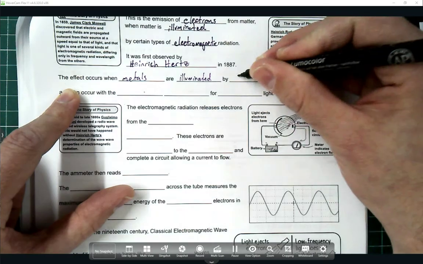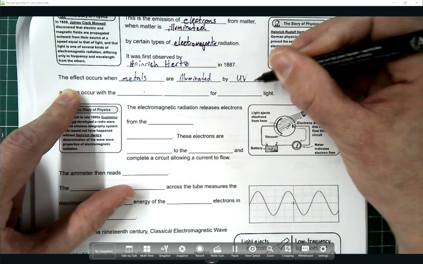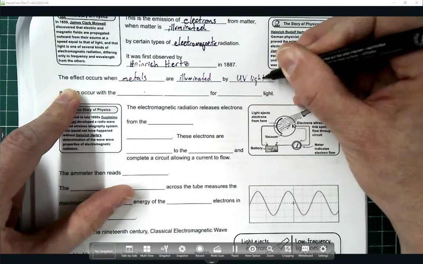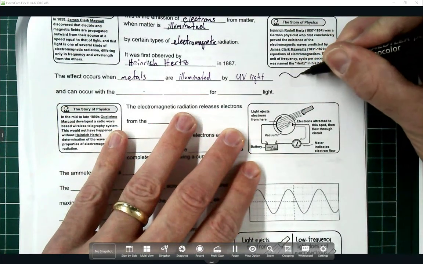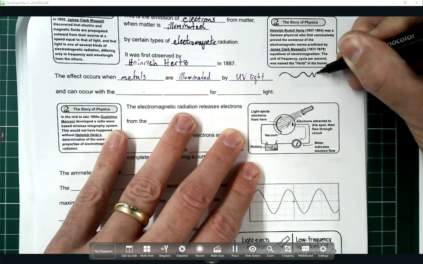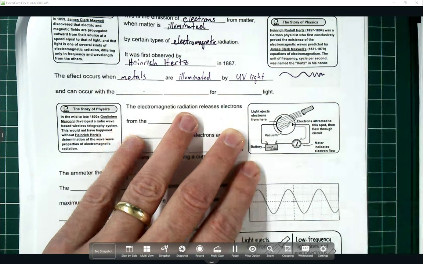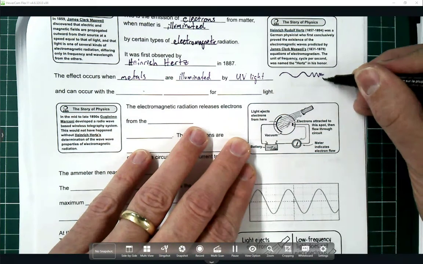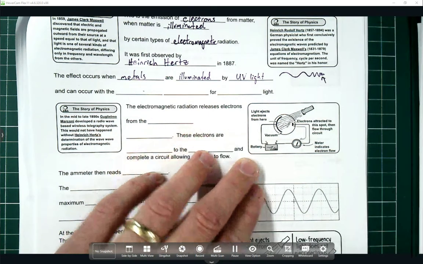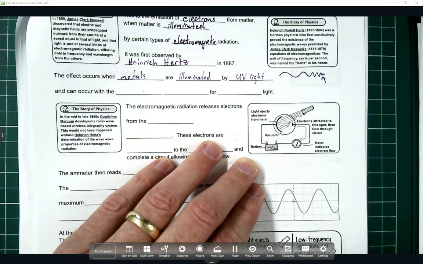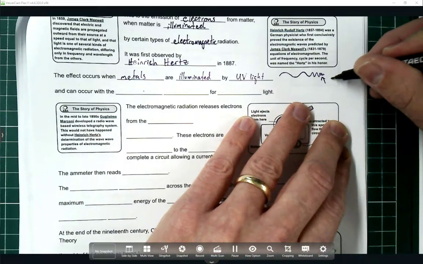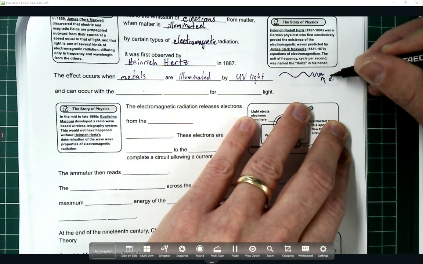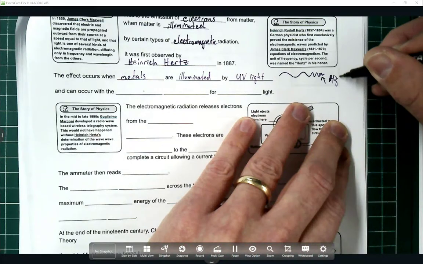by UV light. Now, UV light, if you recall, if I'm talking about the spectrum of colors, the higher the frequency, the shorter the wavelength. Sorry, I said it wrong at first, but I said it right that time. The higher the frequency, the shorter the wavelength. This is high frequency.